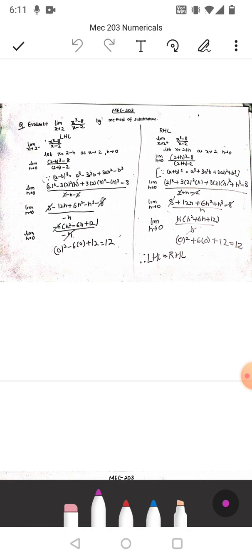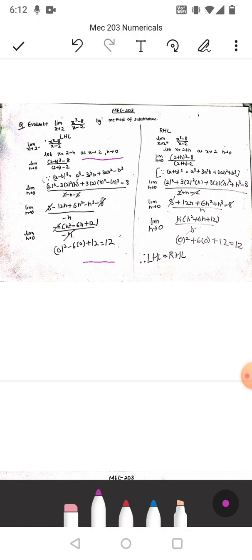So in the left hand limit we let x is equal to 2 minus h. As x tends to 2, h tends to 0. We have taken limit h tends to 0. We have substituted 2 minus h instead of x and we have solved. We know the identity: (a minus b) whole cube is a cube minus 3a square b plus 3a b square minus b cube. We have then put the value and solved it. At last we got limit h tends to 0 of h square minus 6h plus 12. After substituting the value of h as 0, we got the value as 12.